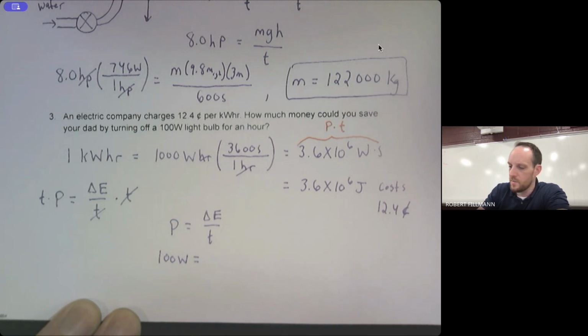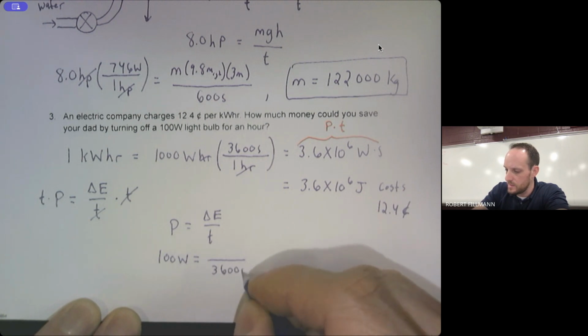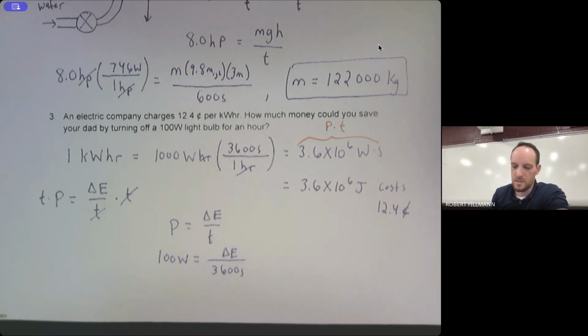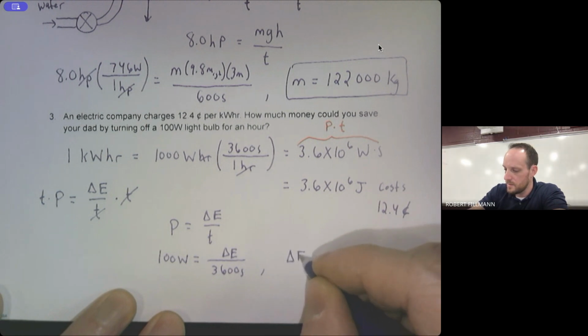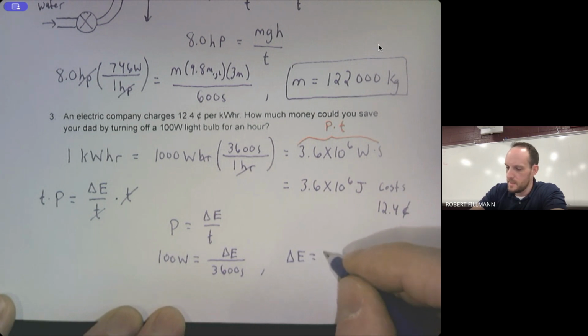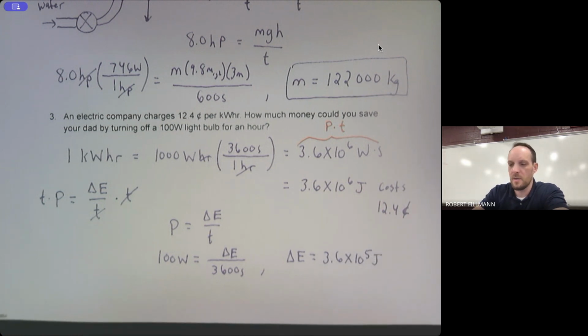And the question is for an hour. So an hour is the same thing as 3,600 seconds, so 60 times 60. We figure out how much energy this light bulb consumes. So multiply by 100, the energy consumption, so 3,600 multiplied by 100 is 3.6 times 10 to the 5th joules. So that's how much energy I'm using, 360,000 joules of energy, and every 3.6 million joules costs 12.4 cents.